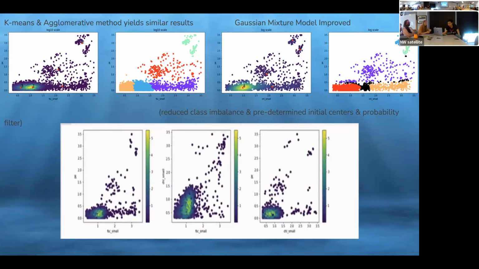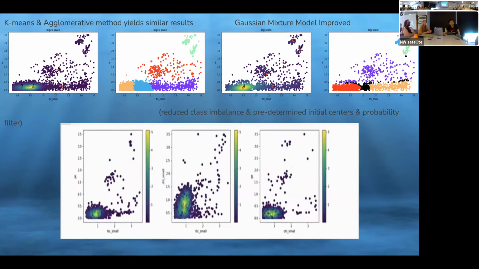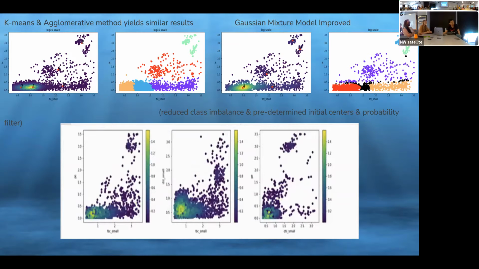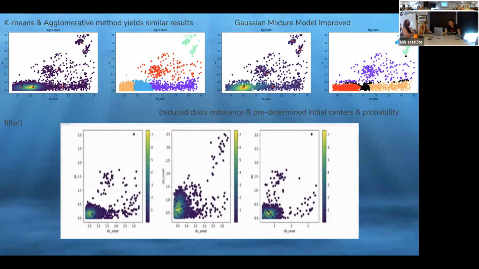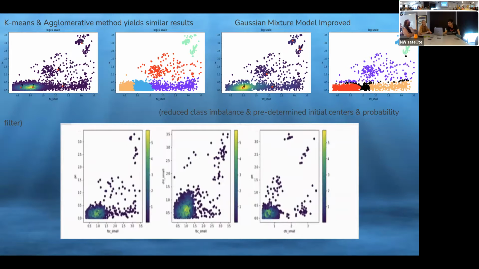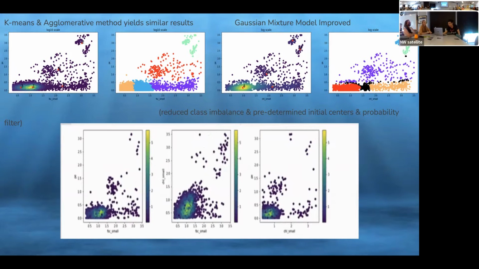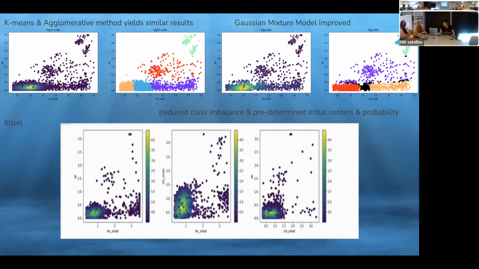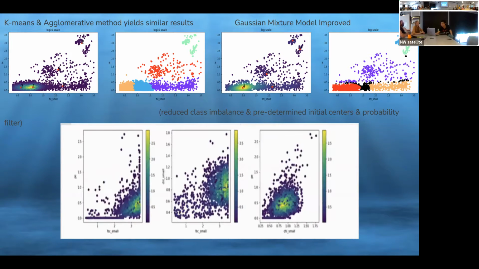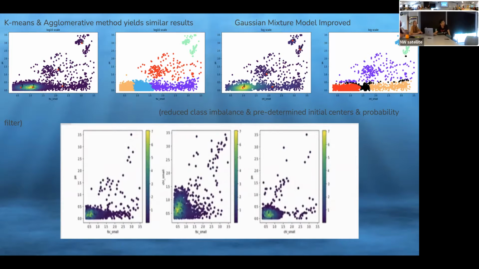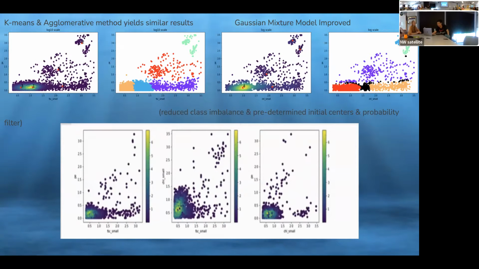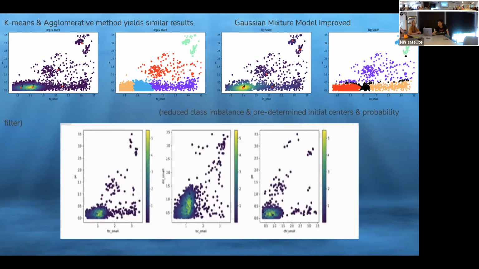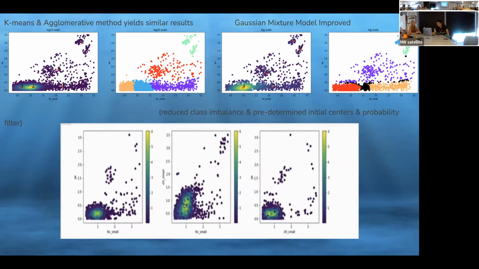So first, I reduced the class imbalance. As you can see, the bottom left corner is less dense than it was with the K-means and agglomerative method. And then I used some predetermined initial centers. So what I did was substitute the cluster centers so that, as you can see at the top right corner, there are 2 clusters, but there is only 1 cluster with the K-means and agglomerative method. So that was better.